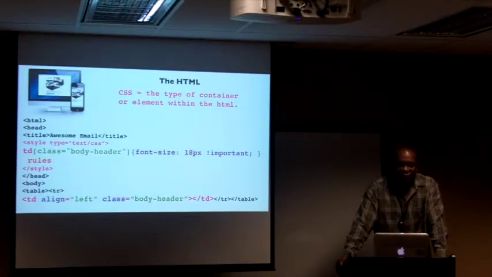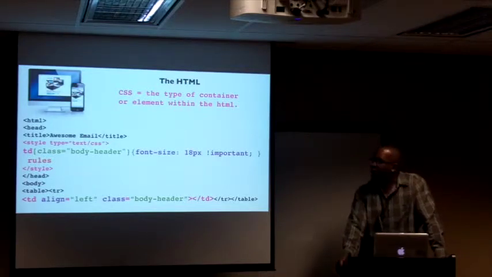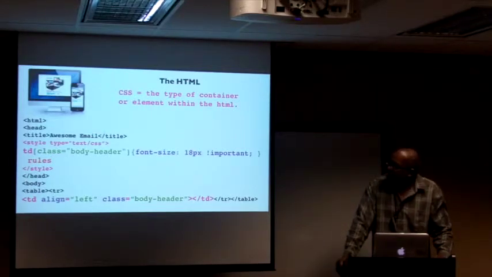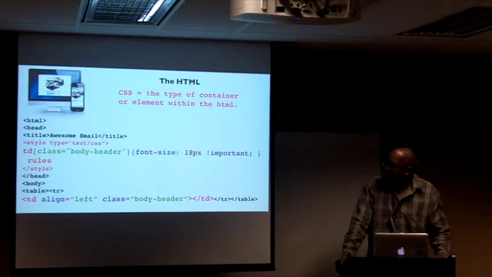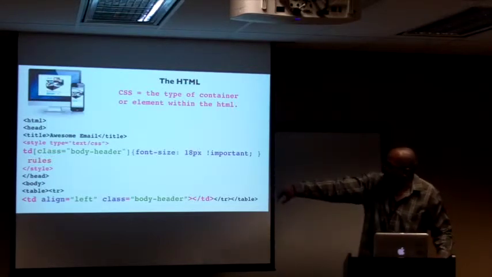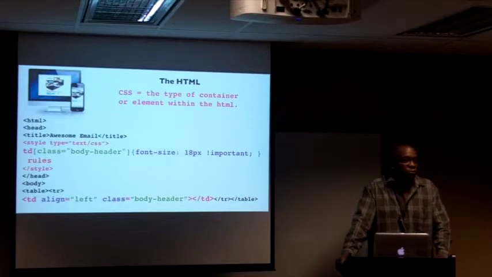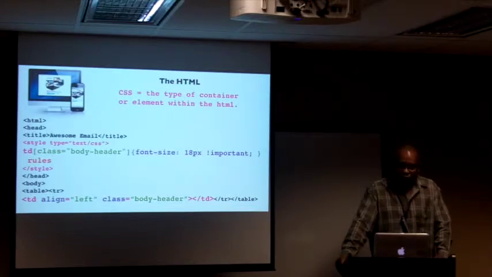The HTML5, so this is in the body of the document itself. It's fairly straightforward. The CSS has to equal the type of container or element within HTML5. So in this example, it filled it in. You have the cell, the body header, font size, and then within the table itself, the body within the table, the table row, cell, you have the alignment, and the big thing is, of course, the TD, which is the cell, and the class, the body header. It's pretty straightforward. If you're a developer, you've done HTML5 in the past, yeah, pretty straightforward.